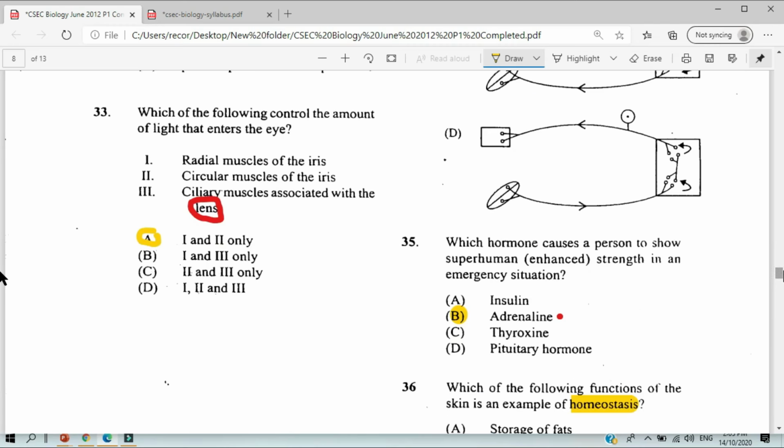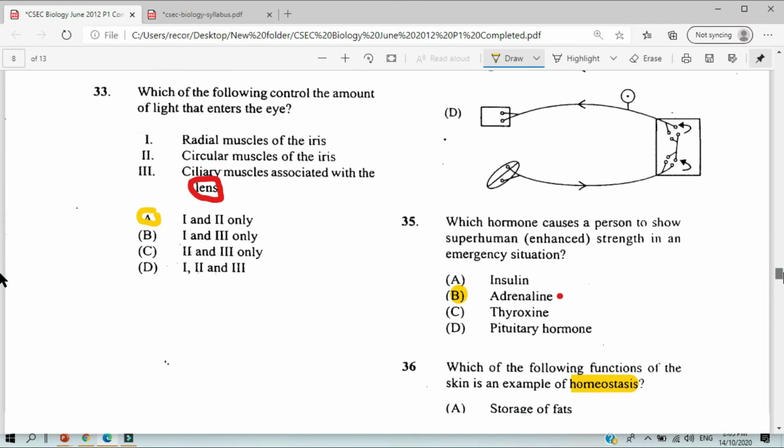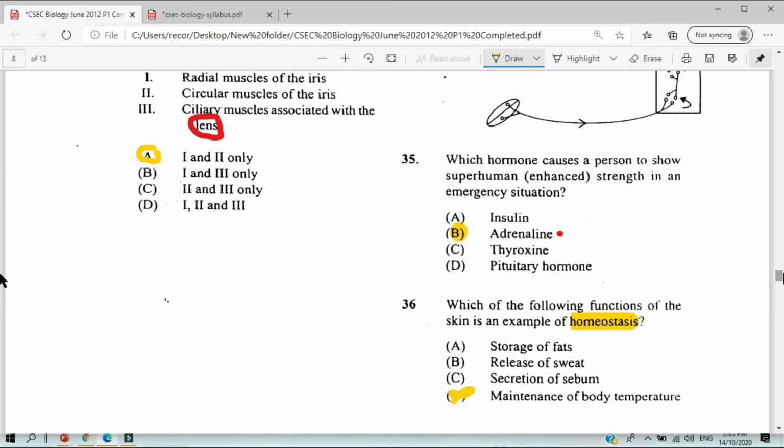Now 35. Which hormone causes a person to show superhuman or enhanced strength in an emergency situation? Now, if you're from the Caribbean or probably from Jamaica, you would have heard the expression, "when trouble take you, pitney shot fit you." And in science, we explain that as the hormone adrenaline that would have caused that extra strength or that superhuman power. So your answer there, adrenaline, B.